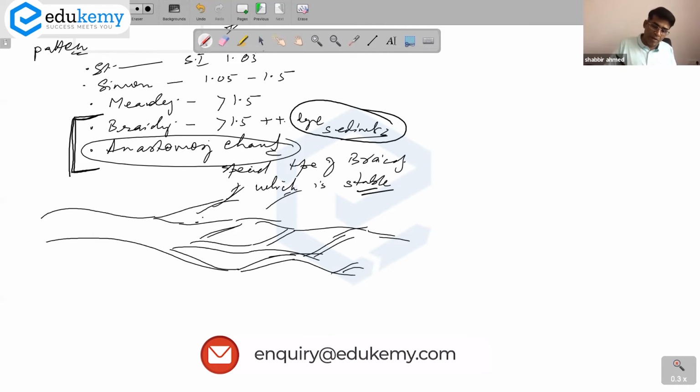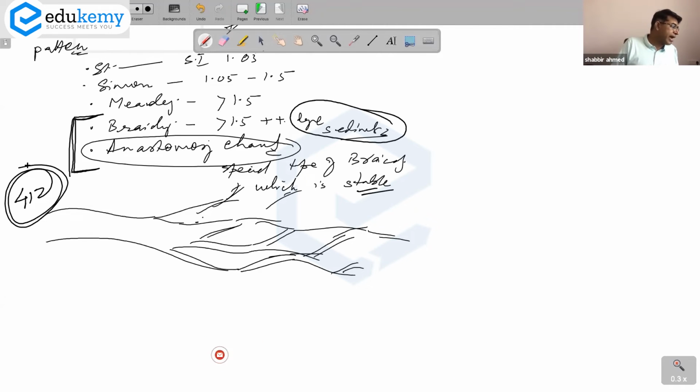Look at page number 412, the anastomosing channel pattern. So the anastomosing channel pattern is a special type of braided pattern. There is multiplicity of channels, a multi-thread pattern. Look at the last 3 lines. It says many channels, but they are stable and retain their identities. That is, the channels do not get obliterated. The channels don't keep on changing. Once the path is made, the river keeps flowing in that path.